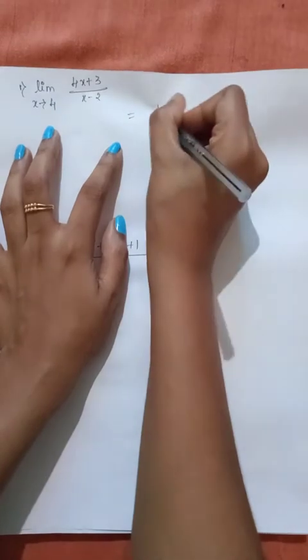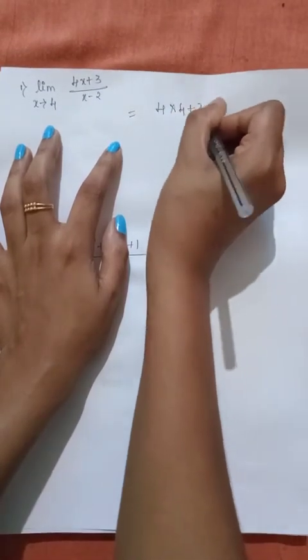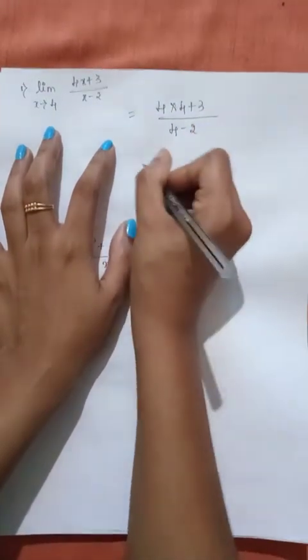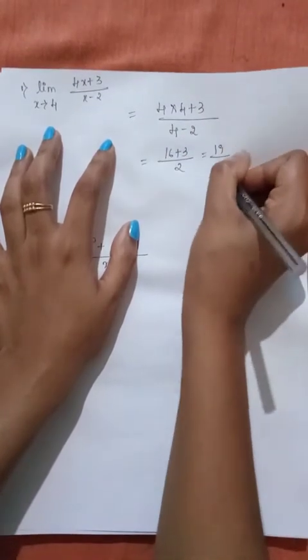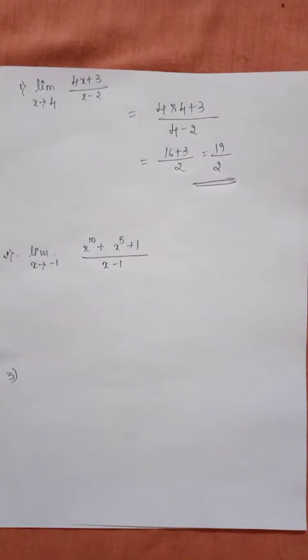It is equal to 4 into 4 plus 3 divided by 4 minus 2. So what is it? 16 plus 3 divided by 2, which is 19 by 2. So that is your answer. So what is your answer? It is 19 by 2. Okay, coming to the next one.